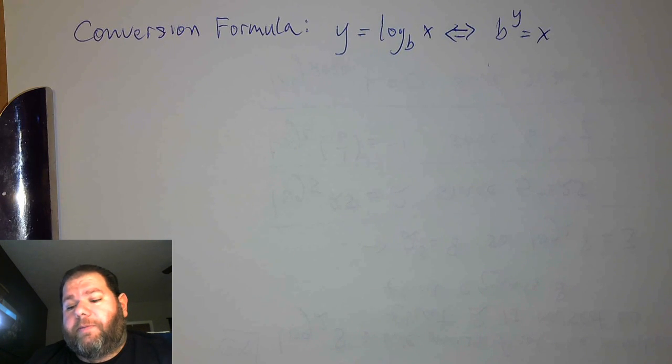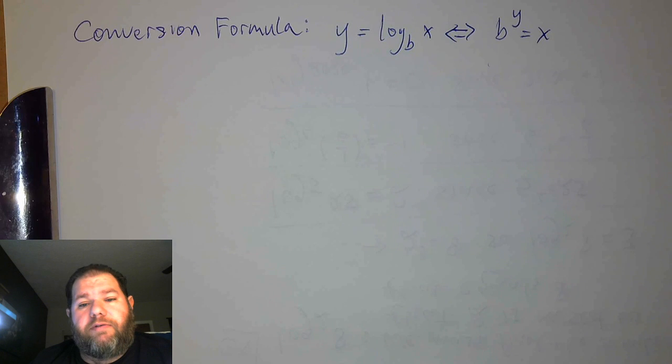So our conversion formula: y equals log base b of x converts to and from b to the y equals x. So this conversion formula can go either direction. We can convert from logarithm to exponential, or from exponential to logarithm form, whichever one is most advantageous. In fact, anytime we're solving equations, this is one of our major strategies. If it's not solvable in one form, can we convert it to the other and solve it from there?